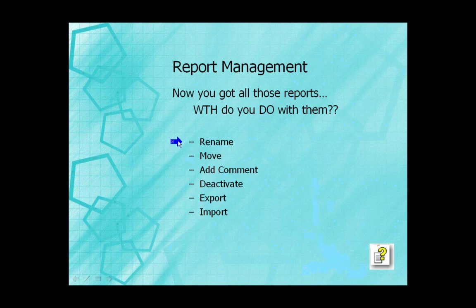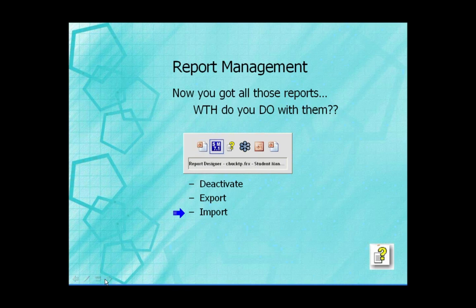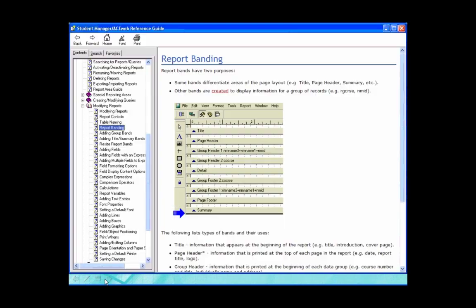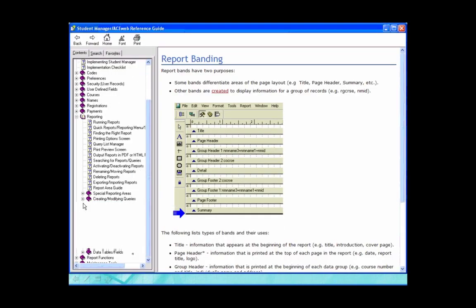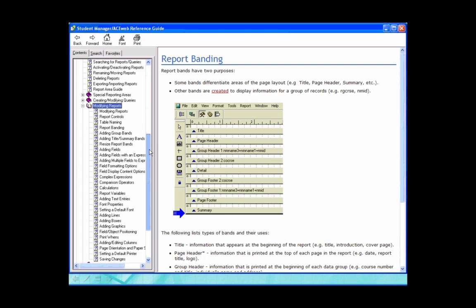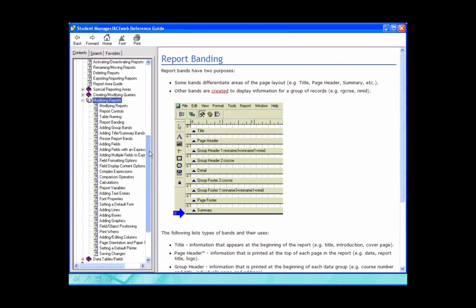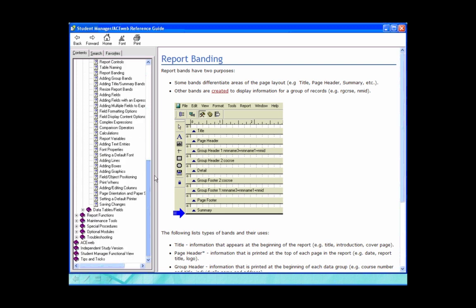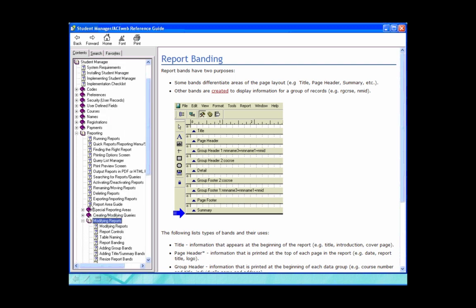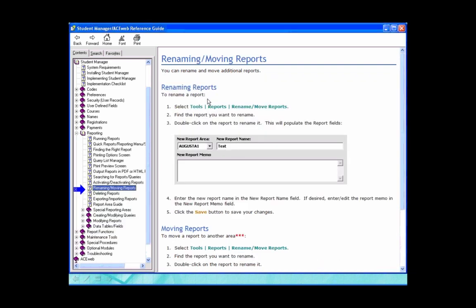Well, what can you do? Well, we can rename, move, add comments, deactivate, import, and export. And again, if you're not sure exactly what that is, remember we've got a whole slew of routines under the modifying report area that you can go in and use, the tools within the report setup, to find out about how you go about renaming, importing, and exporting. These are all things available to you within the report guide, again, same kind of thing we're telling you today.